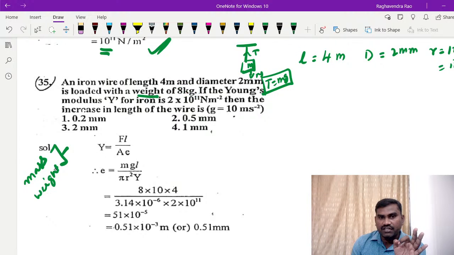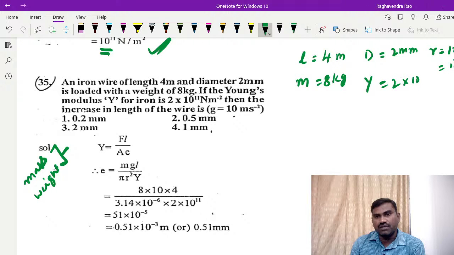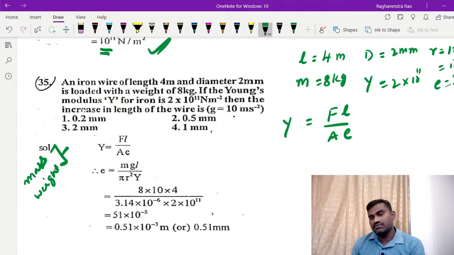In the case of mass and weight, we need to differentiate whether the given value is mass or weight. We go by the units. Now 8 kg is given, that means mass is given. So mass is equal to 8 kg. The Young's modulus Y value is also given, 2 into 10 power of 11 Newton per meter squared. Then what is the elongation produced? So Y is equal to FL by A into E.